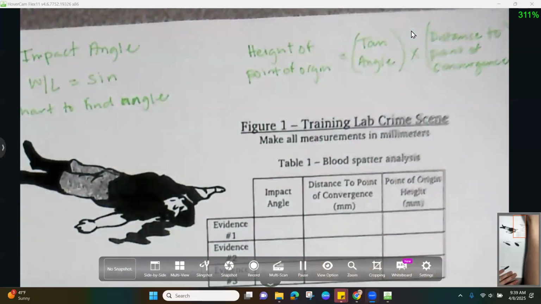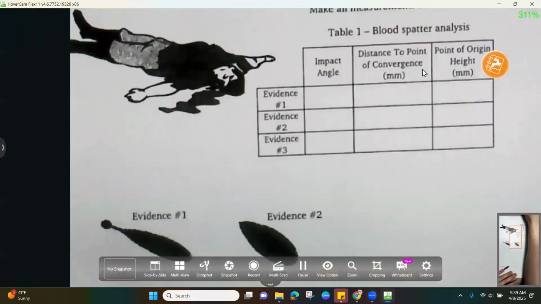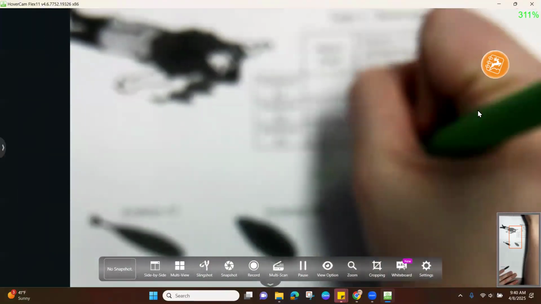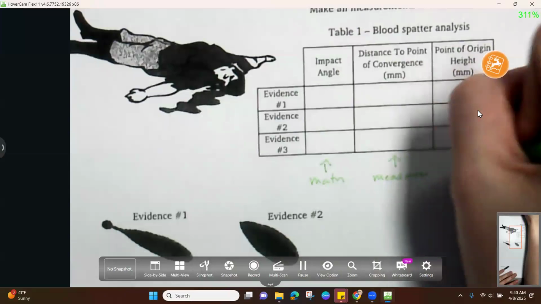If you are like me and like to do different colors, 3 colors are going to be needed today because we have 3 different blood drops. So you have your data table here. We're going to first calculate our impact angle, then we'll measure our distance to point of convergence, then we'll calculate our height. So this is going to be math. This is going to be measure. And this is going to be math.